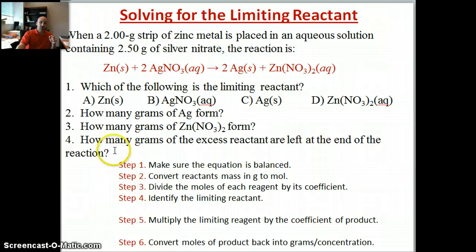Step 6 goes along with question 4: how many grams of the excess reactant are left at the end of the reaction? It's really used to determine how much of the excess reactant is left over after the reaction is complete. Here we're converting the moles back into grams. There are some examples of these, so I really encourage you to go through those and let me know if you have any problems.